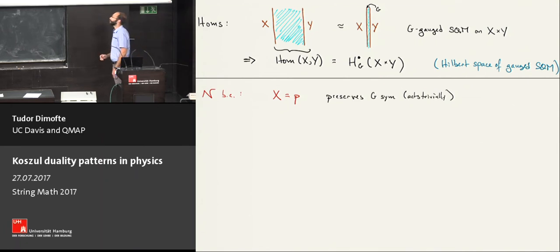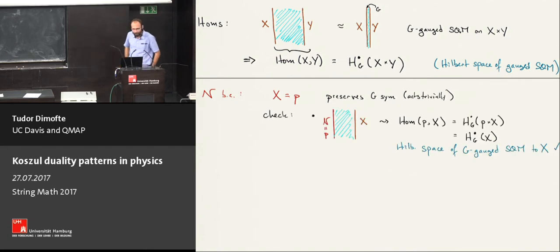Neumann in this language is described by taking the Riemannian manifold X to just be a point with a trivial G action. The trivial G action means that G gauge symmetry is preserved at this boundary. And we can check that this actually makes sense. If we form a sandwich with a point on one side and some other Riemannian manifold X on the other side, and compute the Hilbert space by the previous prescription, we get the G-equivariant cohomology of point cross X, which is just the G-equivariant cohomology of X, which is the correct Hilbert space of gauged quantum mechanics with target X.